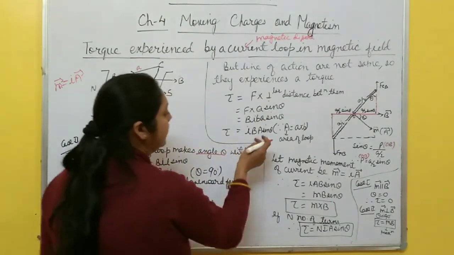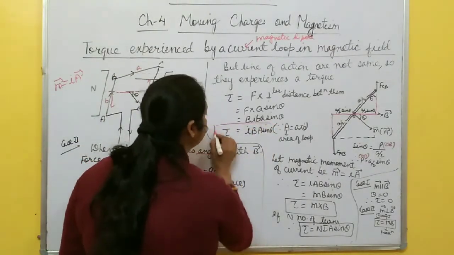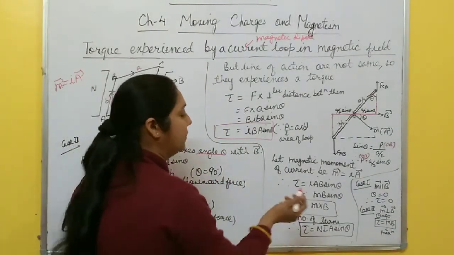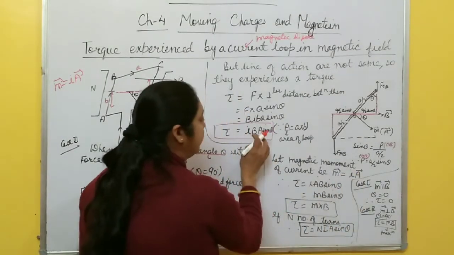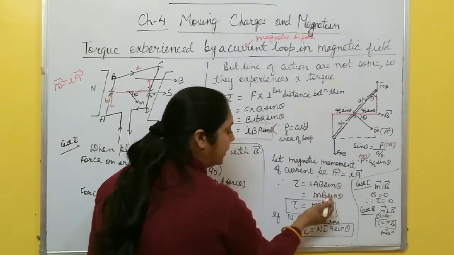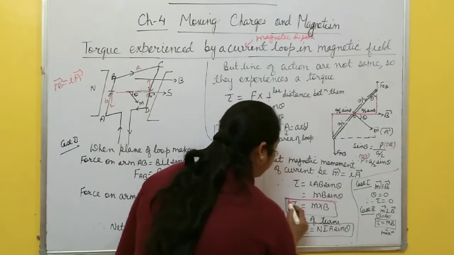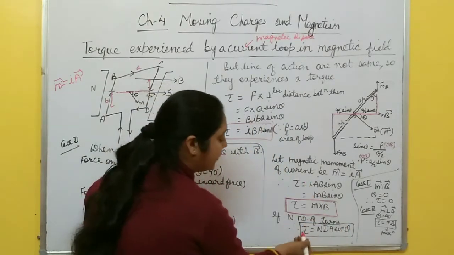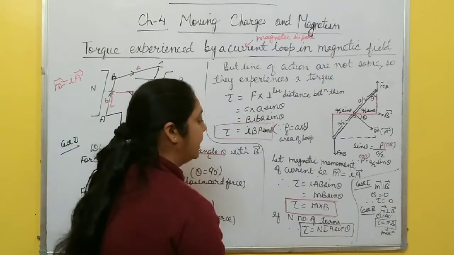Only a slight difference: if it makes some angle theta, then there is a sine theta term, so torque becomes IAB sine theta, right? Now again, you know magnetic dipole moment is I into A, so you put in place of I into A the magnetic dipole moment: MB sine theta, and you can write it this way also, M cross B. This is the torque experienced by a rectangular coil when it is placed in a uniform magnetic field, and if it has n number of turns, then tau becomes NIAB sine theta or tau equals MB sine theta. You can write it any way.